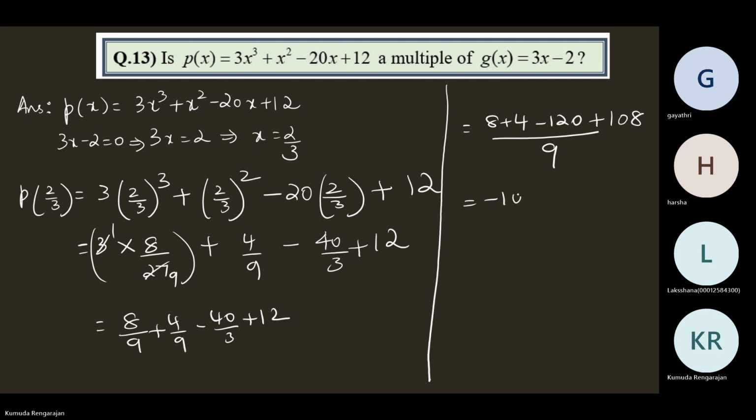Minus 120 plus 108 by 9, minus 120 plus 108 is minus 12, and 8 plus 4 is plus 12, so plus 12 minus 12 is 0 by 9, which is 0. However you simplify, you're going to get 0 by 9. So what's the remainder? 0. That means p of x is a multiple of g of x. Therefore p of x is a multiple of g of x.